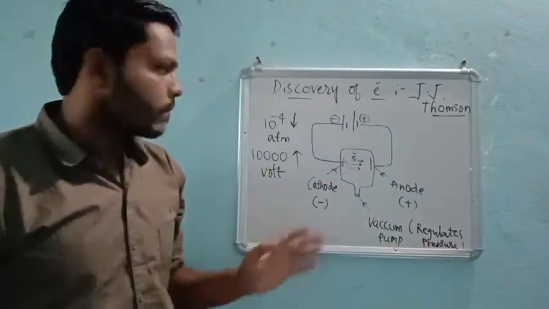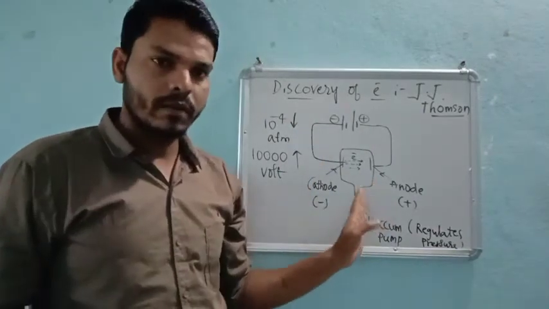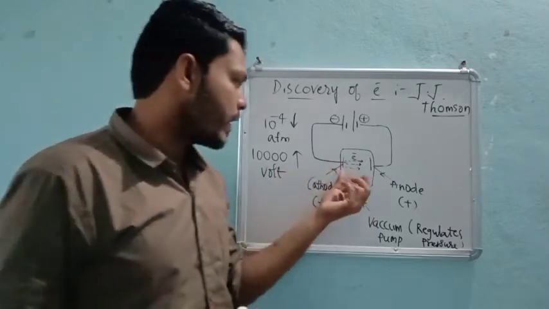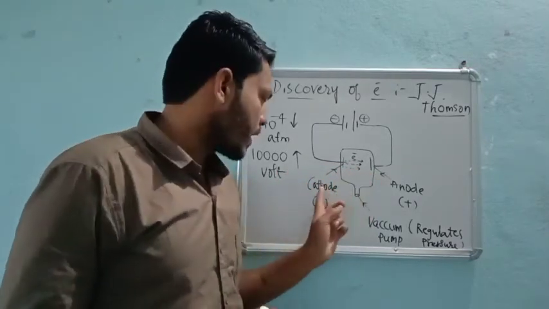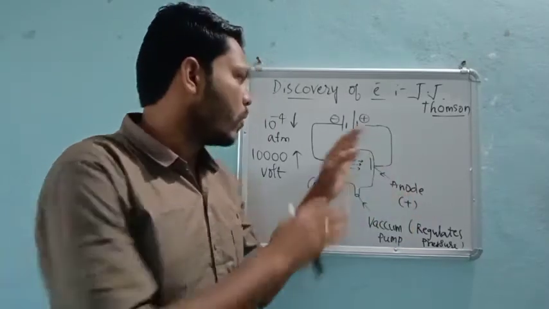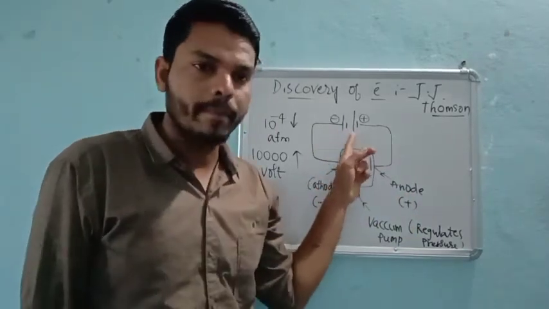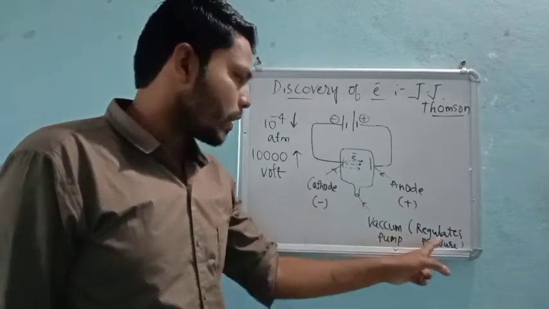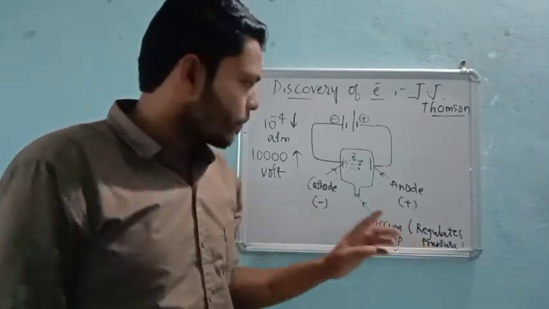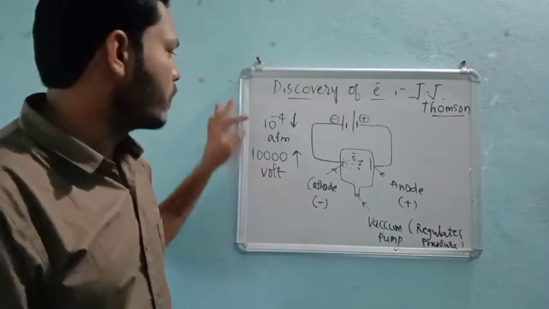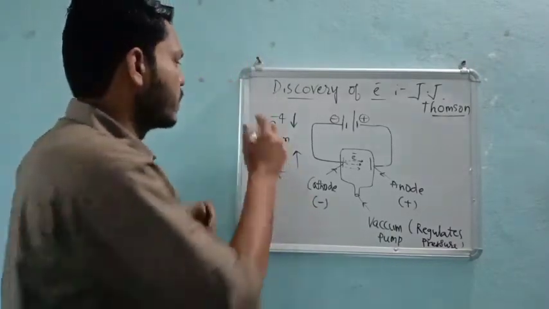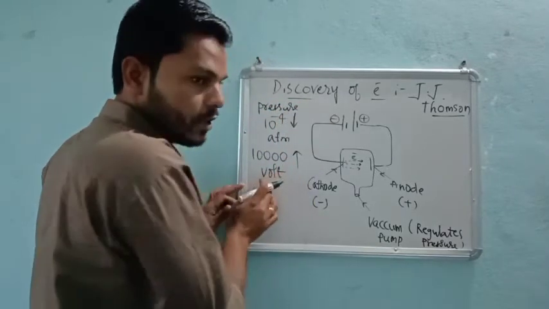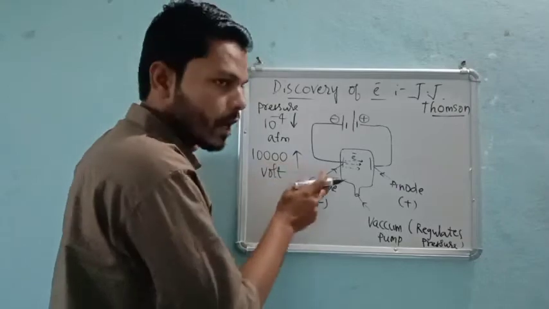So I repeat, there is a long discharge tube, right? This is called a discharge tube, and at the end of it we have two electrodes, cathode as well as anode, and the whole thing is connected with a battery. And in the discharge tube we have a vacuum pump, which regulates our pressure. After making these things, we are decreasing the pressure and increasing the electricity. That means this much voltage of current we are providing.